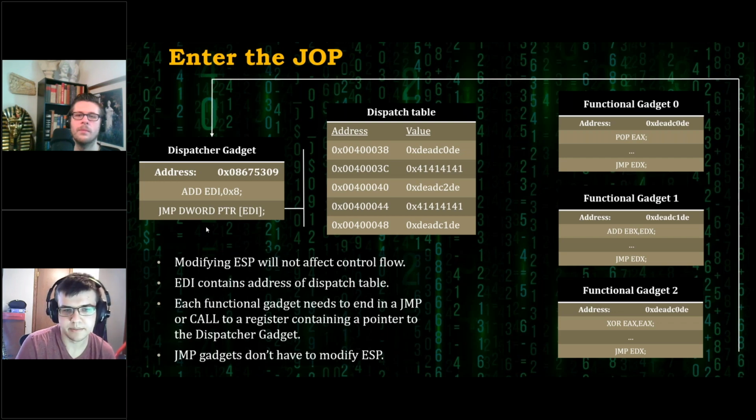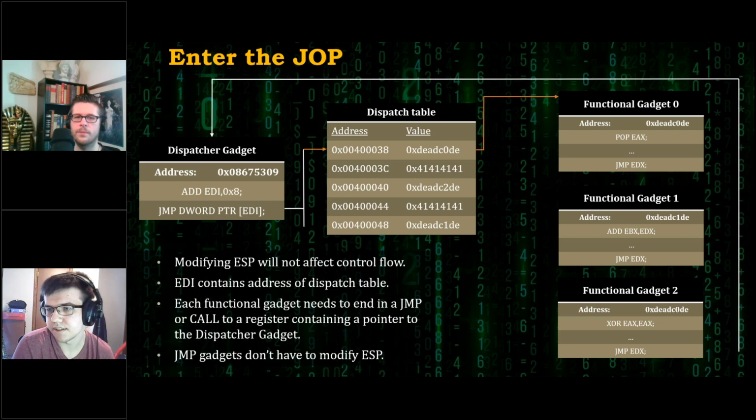So because we have this EDI-based dispatcher gadget, we would want to load our dispatch table's address into that EDI register. And then we're going to modify that register a little bit each time. And we're going to go look at our dispatch table. We're going to go through our dispatch table and look up which gadget we want to execute to start trying to set up that function call to bypass DEP or whatever else we wanted to do.